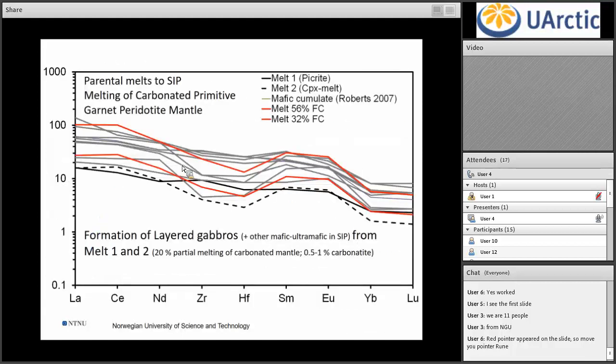If we do some more modeling, this is all done by Thomas, we can see that if we take these primitive picritic melts from the gabbros, from the picritic dikes, shown here as composition melt one in solid black, and compare this composition to the melts modeled from our CPX compositions, they agree quite well with each other in terms of the trace elements that you see on the lower axis going from lanthanum to lutetium. So we have this typical enriched ocean island basalt pattern. When we try to fractionate these melts, we can form all the layered gabbros throughout Seiland by 30 to 50% fractional crystallization.